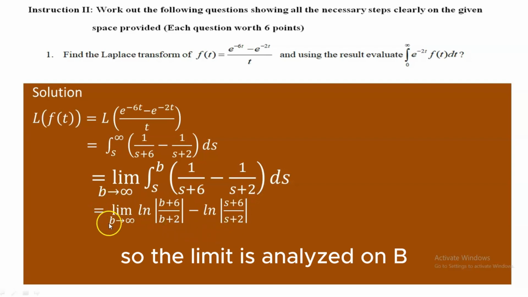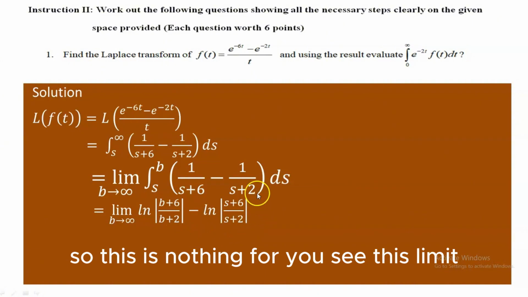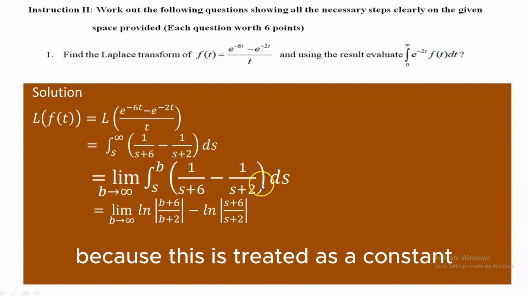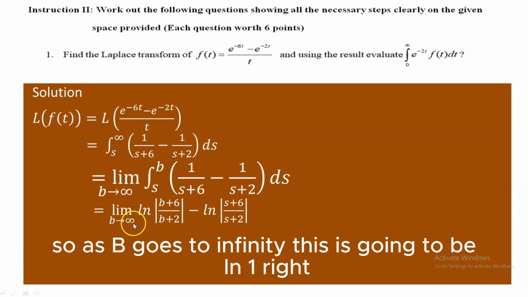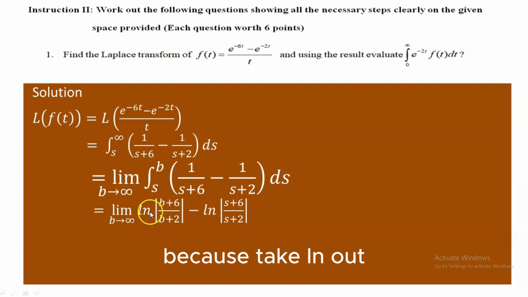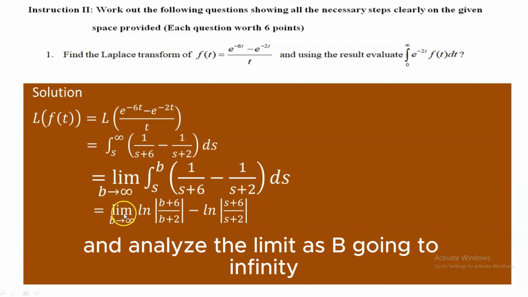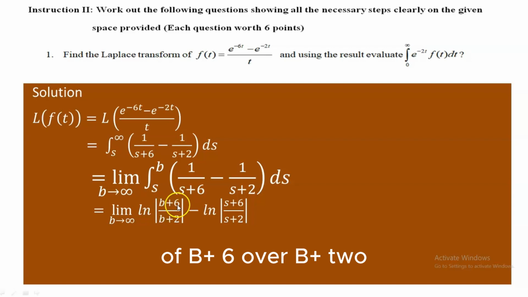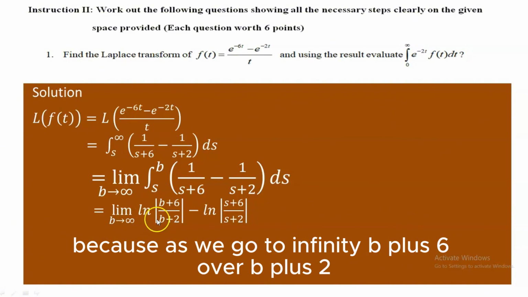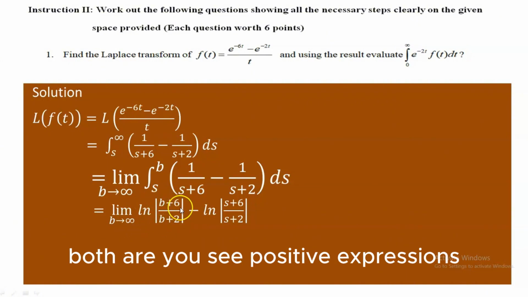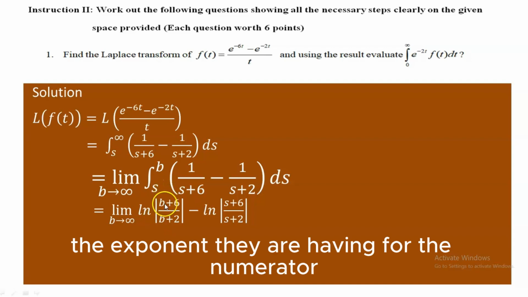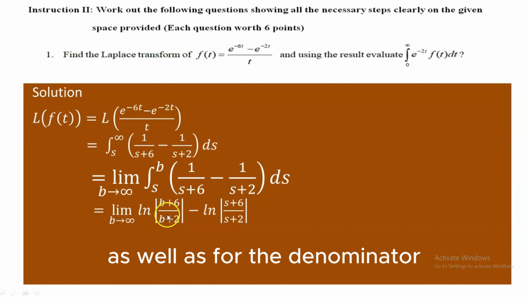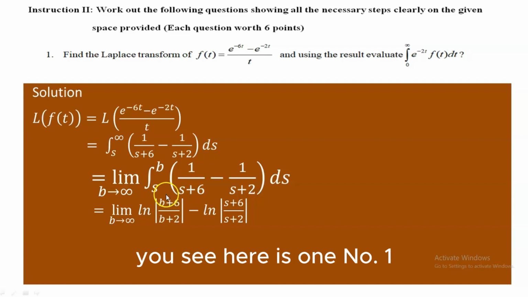So the limit is analyzed on b. Because this is treated as a constant one, we don't have b there. So as b goes to infinity, this is going to be ln 1, right? Because take ln out and analyze the limit as b goes to infinity of b plus 6 over b plus 2. Okay? Because as b goes to infinity, b plus 6 over b plus 2, both are positive expressions, no problem. So the exponent for the numerator as well as for the denominator is 1.